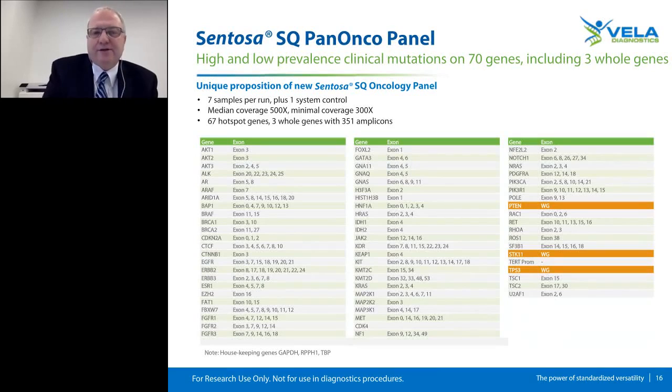The next panel is our Centosa SQ Pan Onco panel, and this panel contains high and low prevalence clinical mutations on 70 genes, including 3 whole genes. Okay, so this panel was designed with the aim of looking for high and low prevalence clinical mutations. Unlike the other panels, which are designed more for known clinical mutations with high prevalence, this panel covers both low and high prevalent mutations. You'll notice on this panel, the median coverage is 500x with a minimal coverage of about 300x, covering 67 hotspot genes, 3 whole genes, and 351 amplicons, utilizing 7 samples per run plus 1 system control.